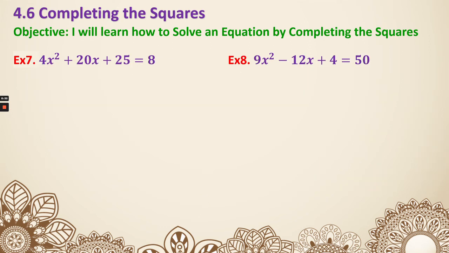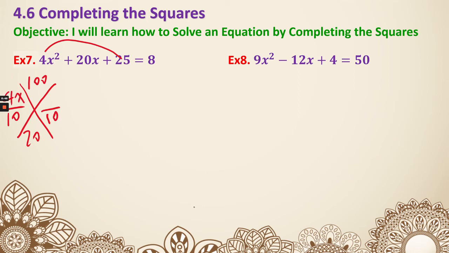Example 7. This time, same thing. We are going to factor the left side. 4 times 25 is 100 on the top, 20 on the bottom. The combination we need is 10 and 10. Then we have 4x on the top, 4x on the top. They can both be simplified to be 2x over 5. That is also 2x over 5. So the left side is 2x plus 5 squared equals 8.